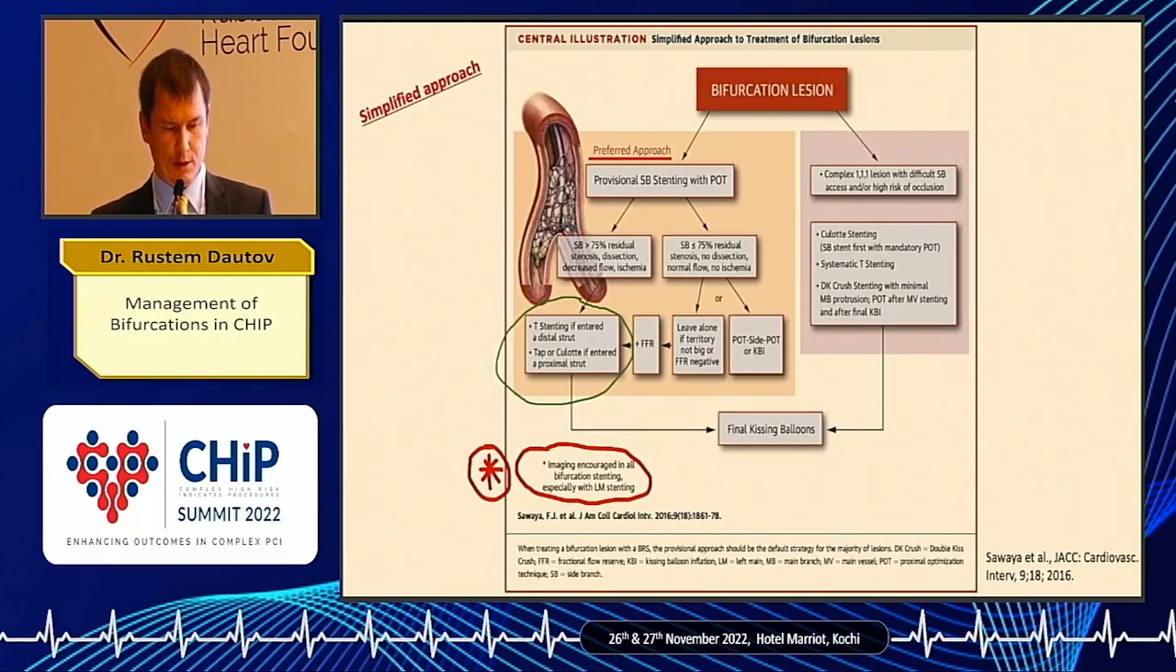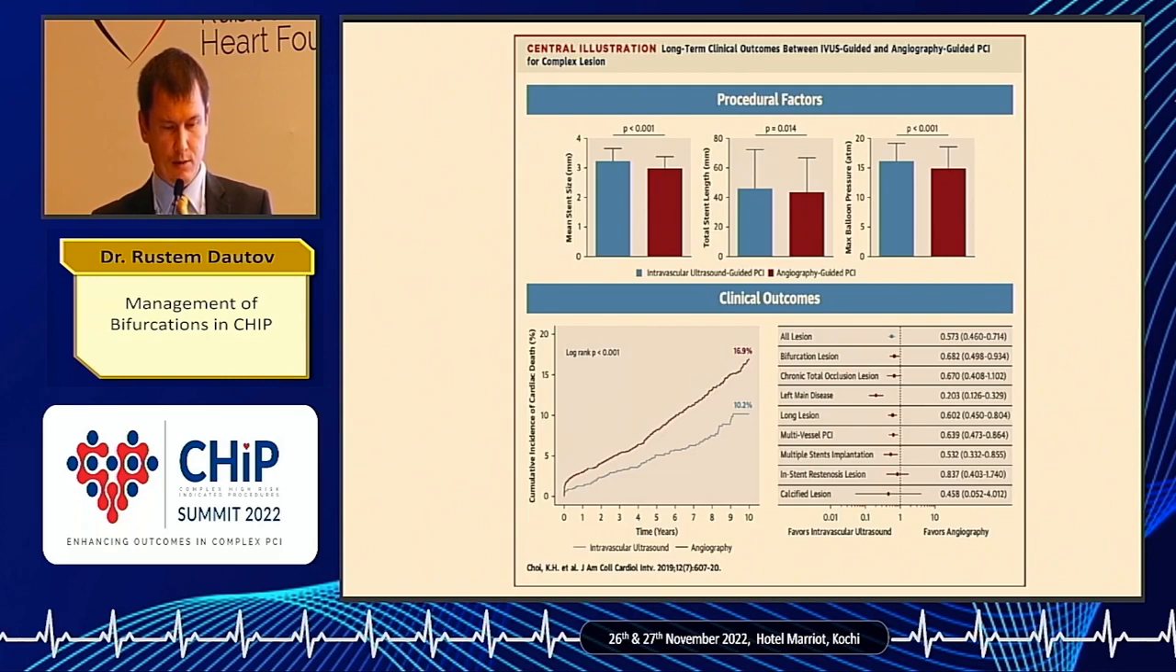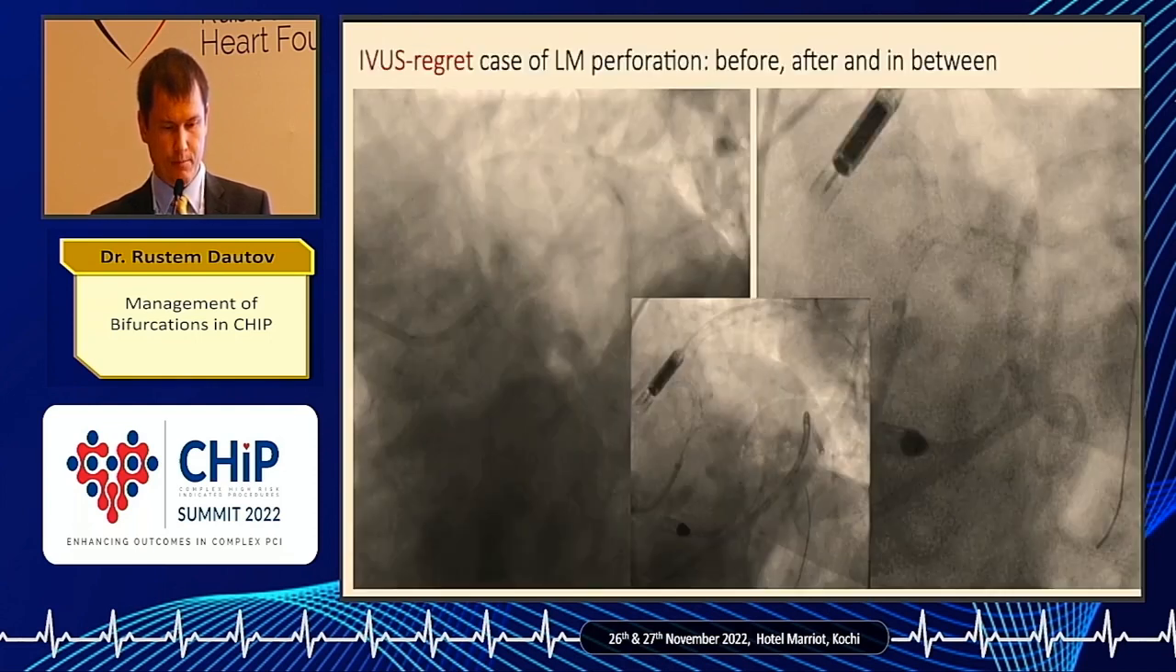We always try to simplify the approach. If provisional can be done, it's great. And of course, if not, then what kind of two-stent strategy to choose. But what's important is we should encourage ourselves to do imaging. Imaging, as we know, in PCI has good outcomes long term. There is no question about that.